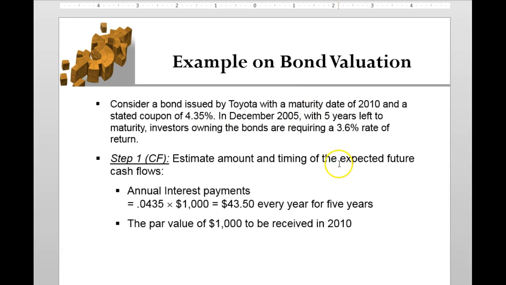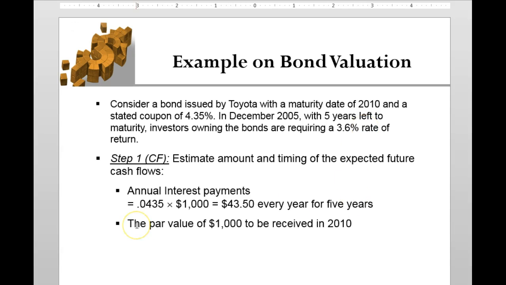And here's an example of a bond valuation. This is Toyota. 2010, that's the maturity date. A coupon rate of 4.35. In December, there's 5 years left on the bond to maturity, and the investors owning the bond are requiring a 3.6 rate. Well, it's written at 4.35. The market only wants a 3.6 rate.